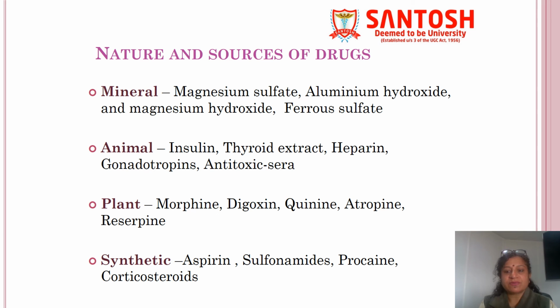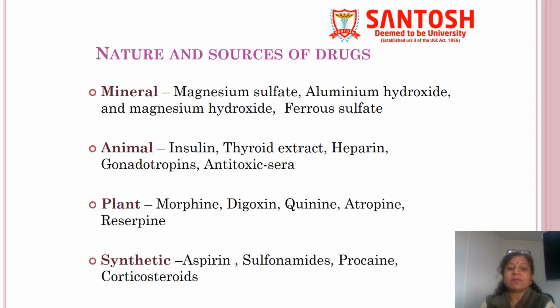Different nature and sources of drugs. We have different sources from where we get these drugs. We may get them from mineral sources, for example magnesium sulfate, aluminum hydroxide, and magnesium hydroxide, which we use as antacids. They originate from minerals. From animal sources, we get insulin, thyroid extract, heparin. Drugs like morphine, digoxin, quinine originate from plants.